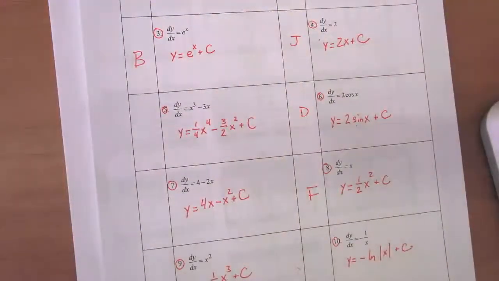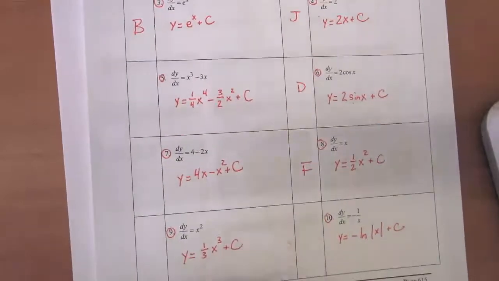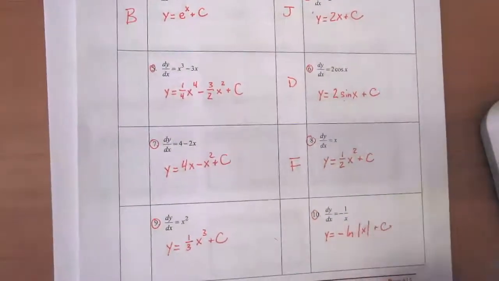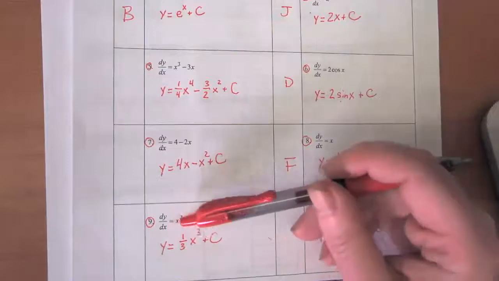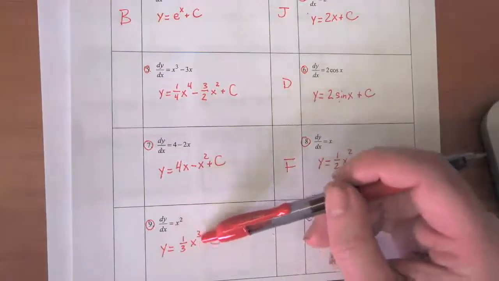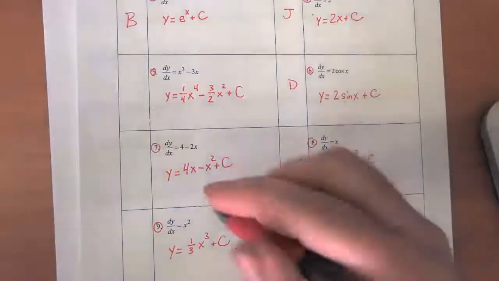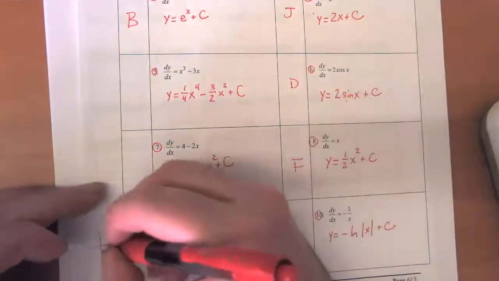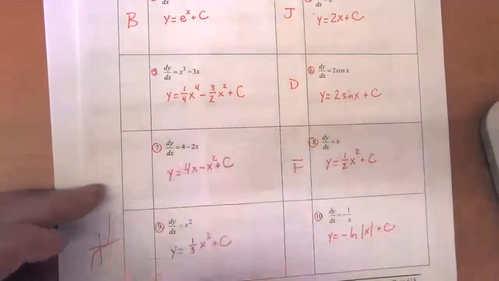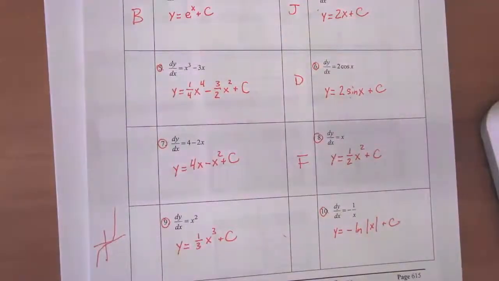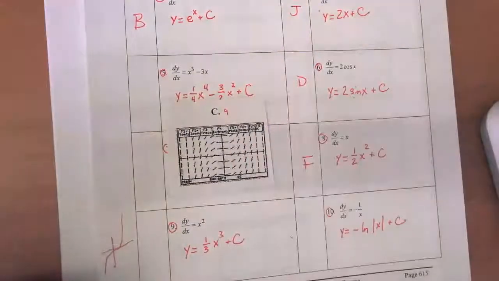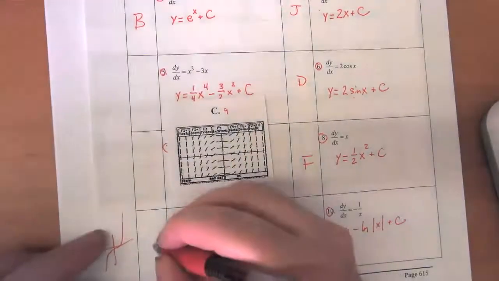All right. Let's see, what else do we have to look at here? Well, looking through the rest of them, let's take a look at this one. So this is dy dx is equal to x squared. So this is going to be a cubic equation, and it's a positive cubic equation. So cubic equations look something like that. Let's look at what we've got left and see if we can find the one that has that as its slope field. And there is C right there.